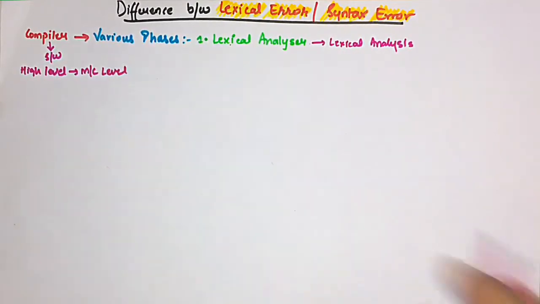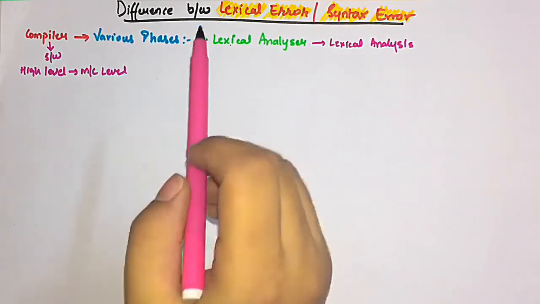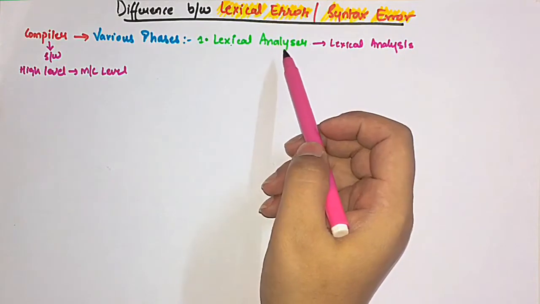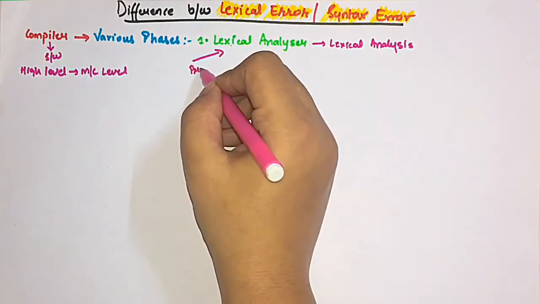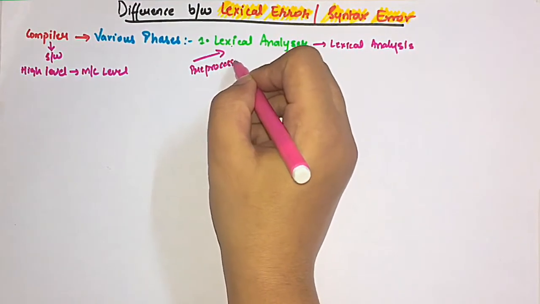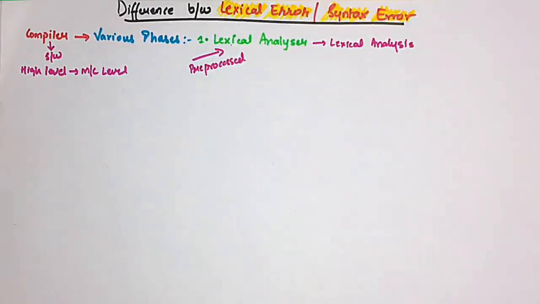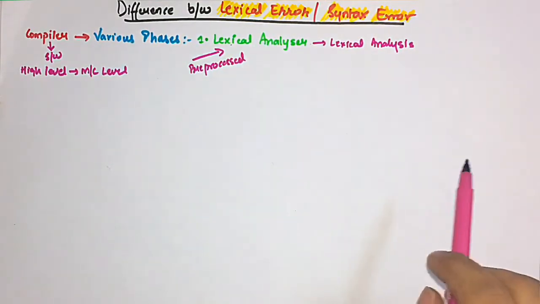Now the compiler has various phases, various stages through which the code passes. So the very first phase is the lexical analyzer. The lexical analyzer receives the pre-processed code. Now what is pre-processed? The pre-processed code is the code in which there are no comments, no blank spaces, no macros, etc. We will study the phases of the compiler in detail in later videos. So let's continue with lexical error.